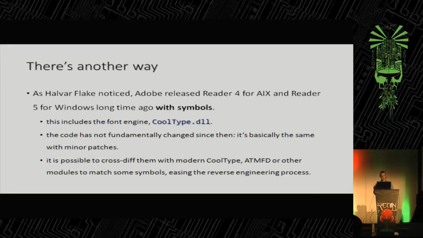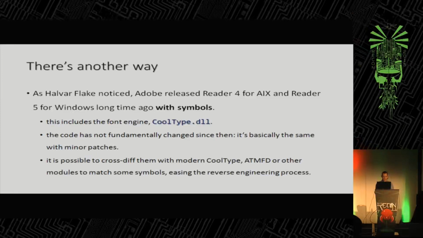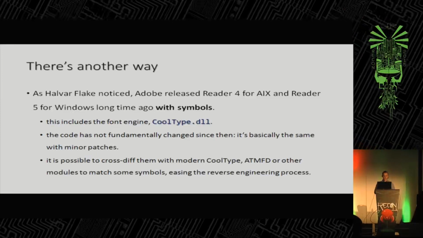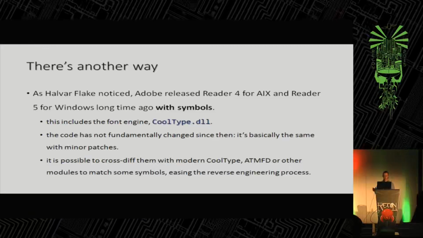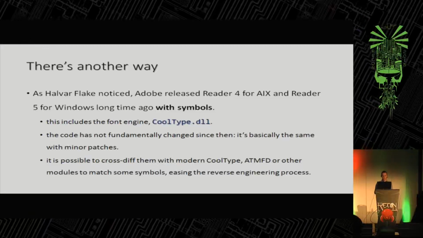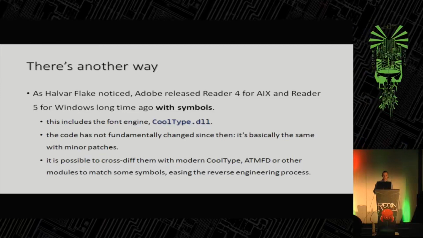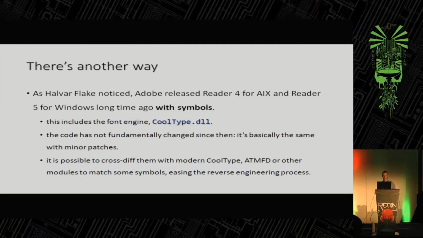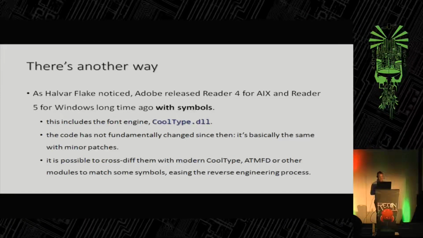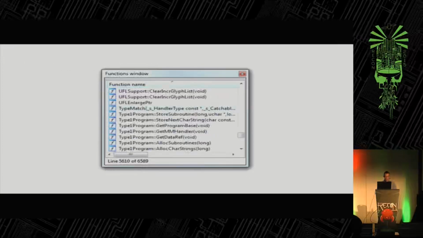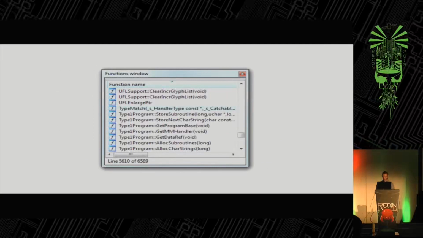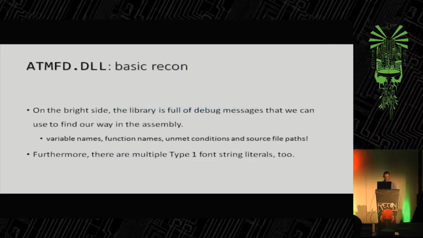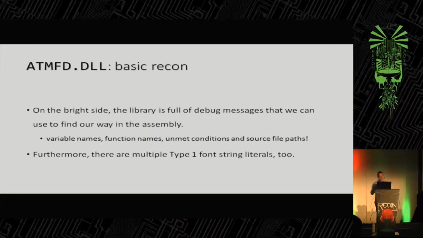And since the code, even though it is very old right now, hasn't really changed fundamentally, there are many things that you can take from the old CoolType, many symbols that you can actually just take and put into ATMFD, and they will work because the functions are very similar. So yeah, this is basically several function names that are quite useful from the old version of CoolType. And there is also a bright side.